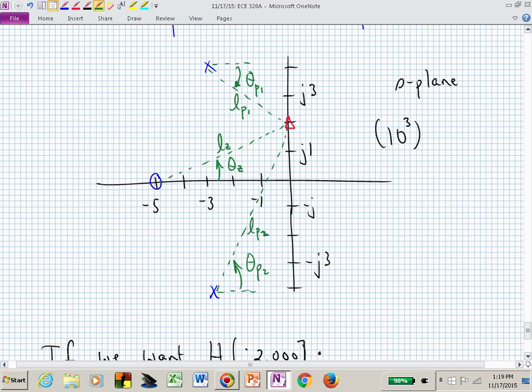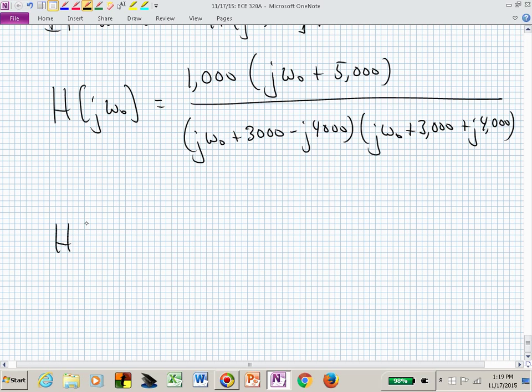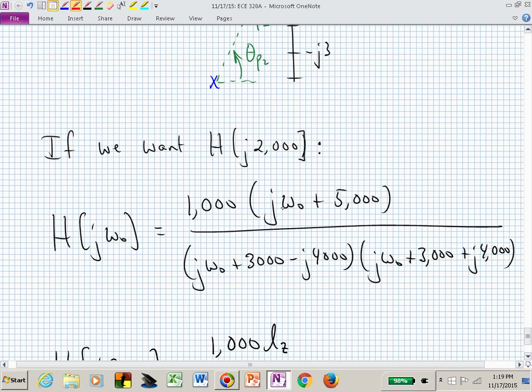Meaning, if we could compute those, and we can, we would say that H of J2000 is now, we have to keep track of that original magnitude, but now we have that complex number in the numerator has a magnitude of L sub Z. That's the distance from that zero up to. So if you look at this, we're replacing this with 2000.